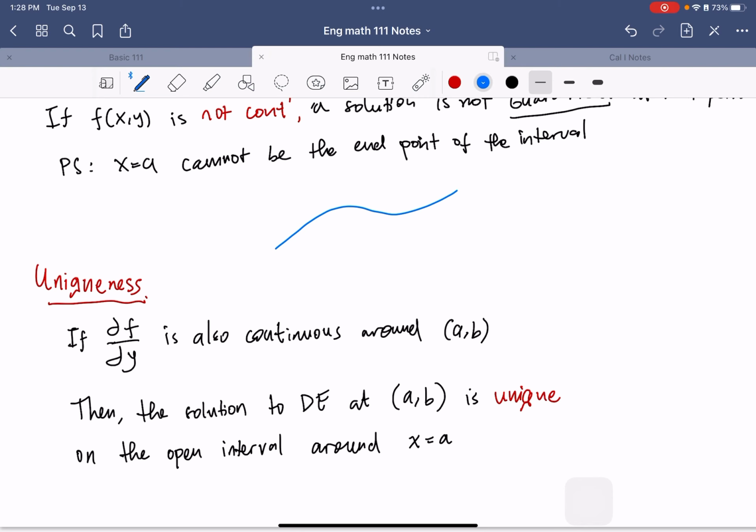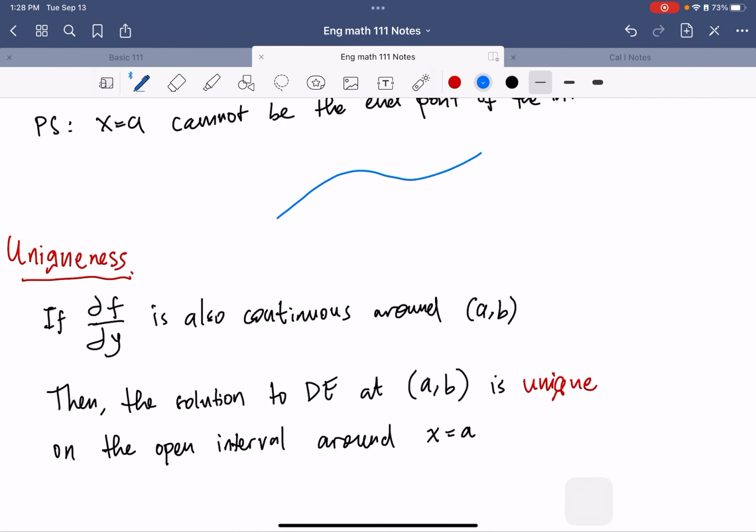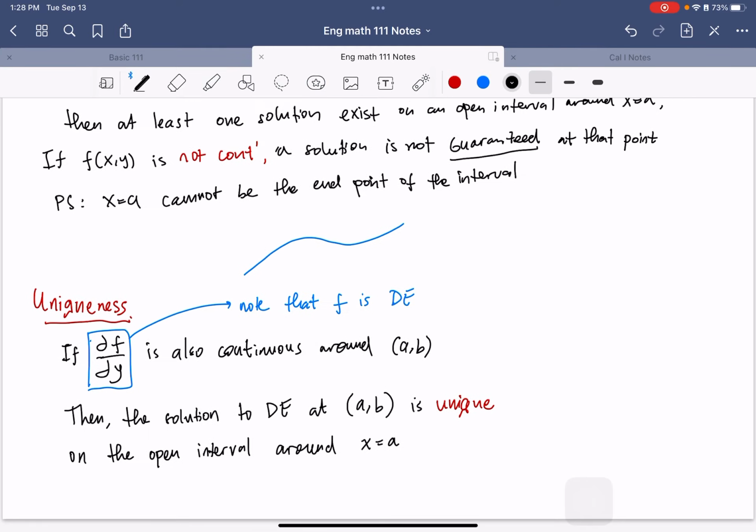Maybe let me write, because I think you will be confused on this part here. Let me give notes here. Note that F is DE.